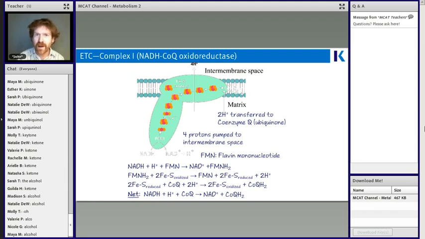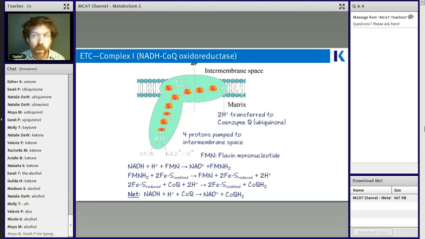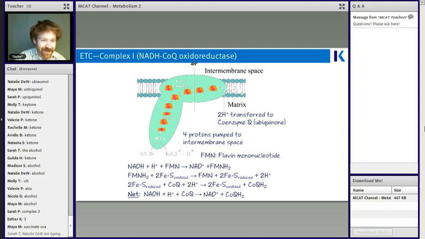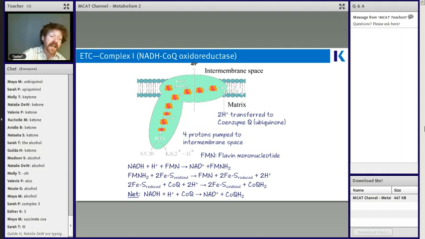So for those of you that have read ahead, what complex is going to utilize that ubiquinol to further the electron transport chain? Nice, complex 3. The succinate one is actually complex 2. But yes, complex 3 is the one that actually utilizes the ubiquinol, and we'll get to the succinate in a second.